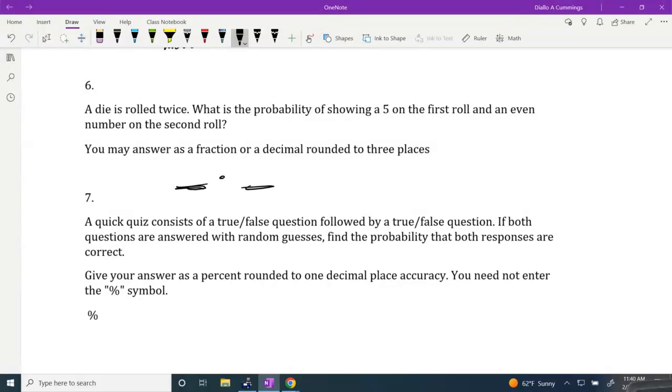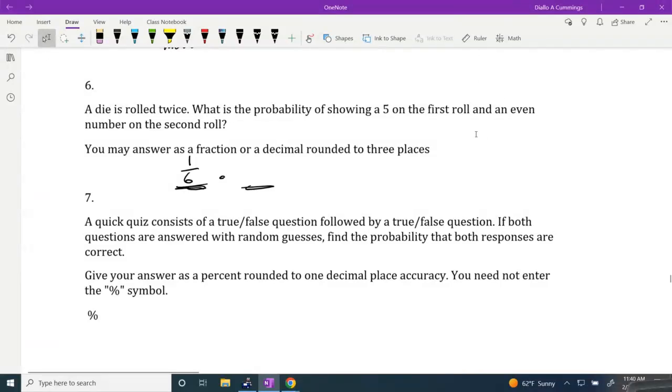So keep in mind these are independent, because when you roll the die the first time, you pick it up and shake it or blow on it or whatever, you roll it again, those rolls don't have anything to do with each other. So they're independent events. So what's the probability of rolling a 5 on the first roll? Well, since it's a 6-sided die, the denominator is 6. And on that 6-sided die, how many 5s? It's just one 5. So 1/6 is the probability of rolling a 5.